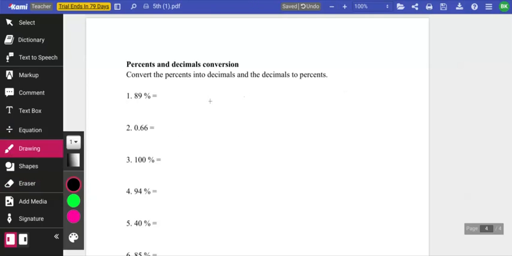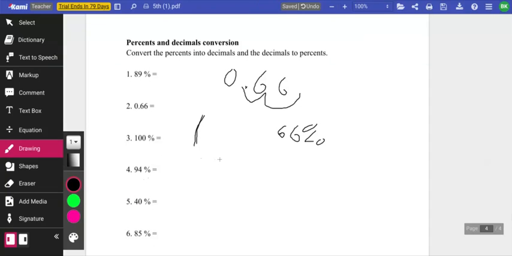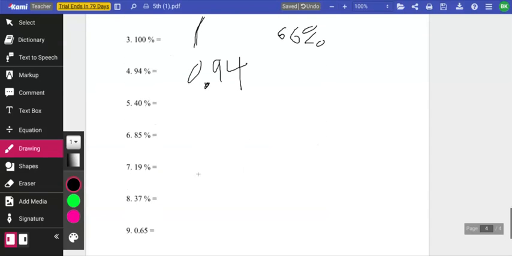Number 2, we have 0.66. We have to turn this into a percent, so we take it to the right. We have 66%. And that's how you do most of these problems. For number 3, this is 100%, which is automatically a 1. For number 4, we have 94%, which is 0.94. For number 5, we have 40%, which is 40 over 100.